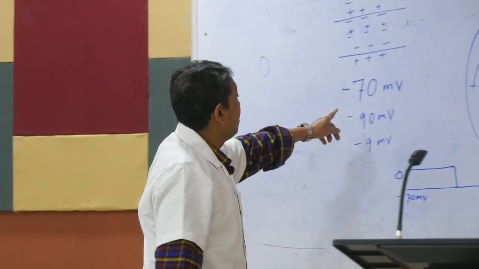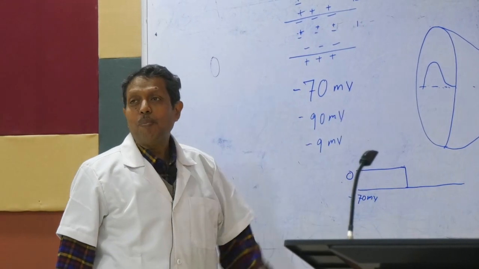Now in membrane potential, you see there is this minus 70 millivolt, and it is expressed inside in comparison to outside.